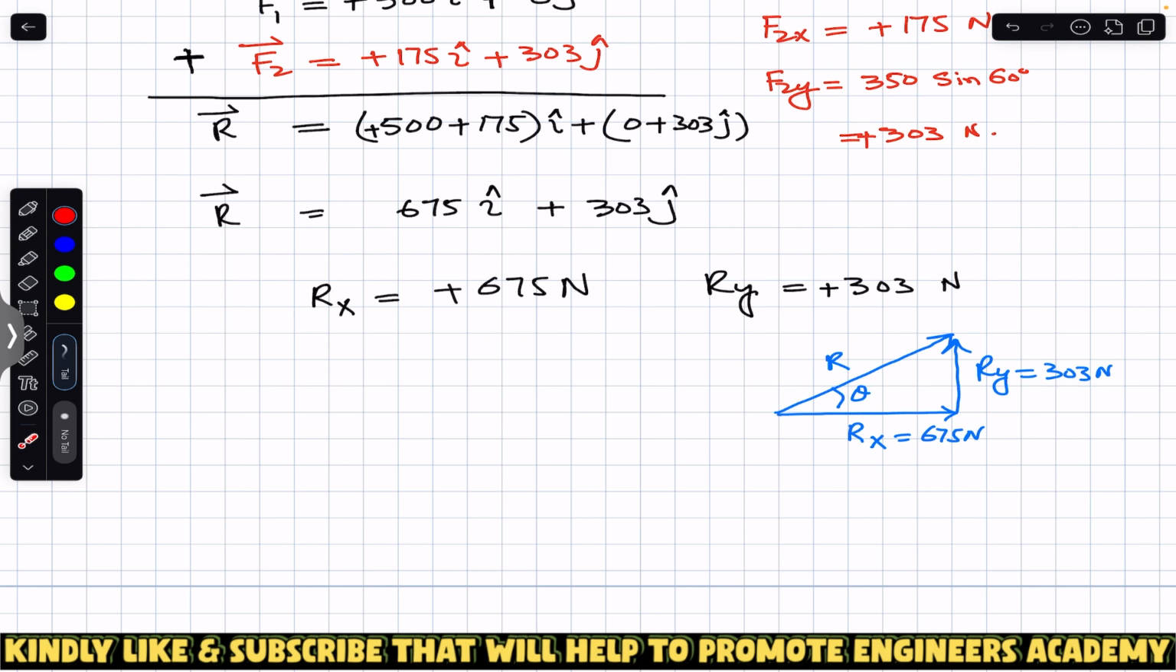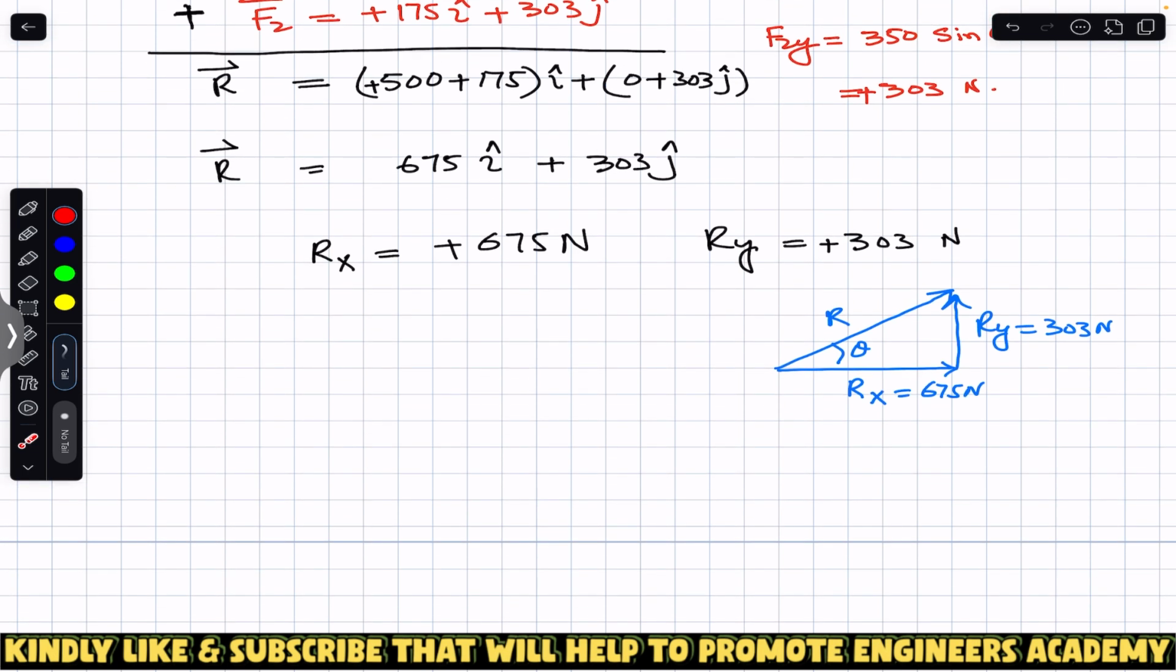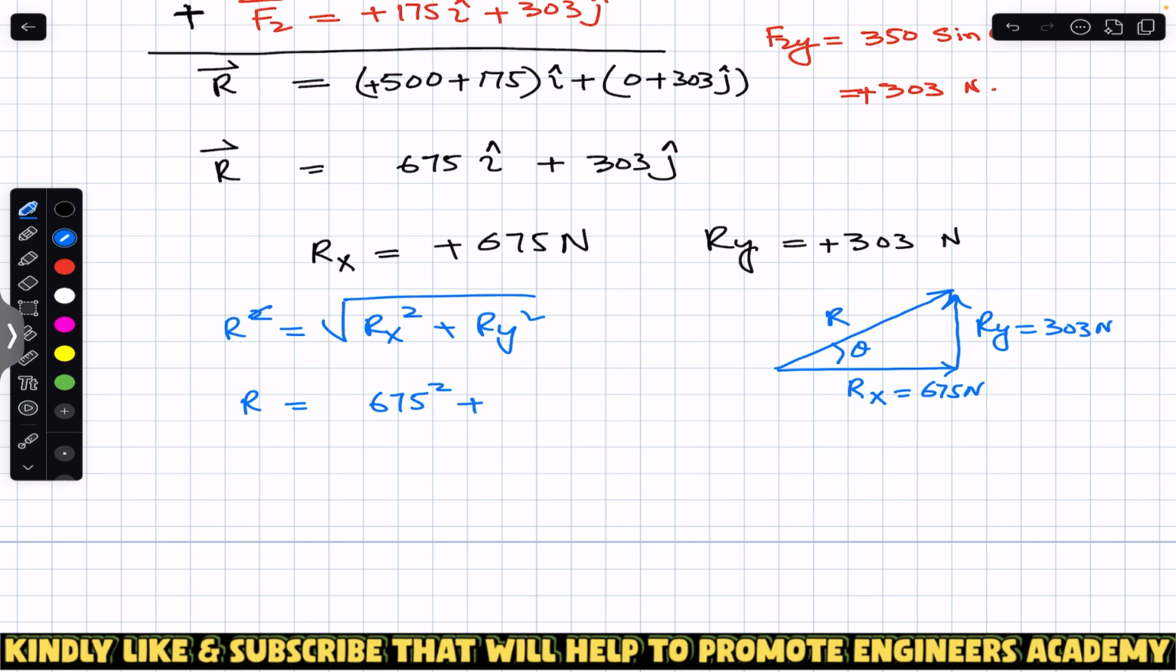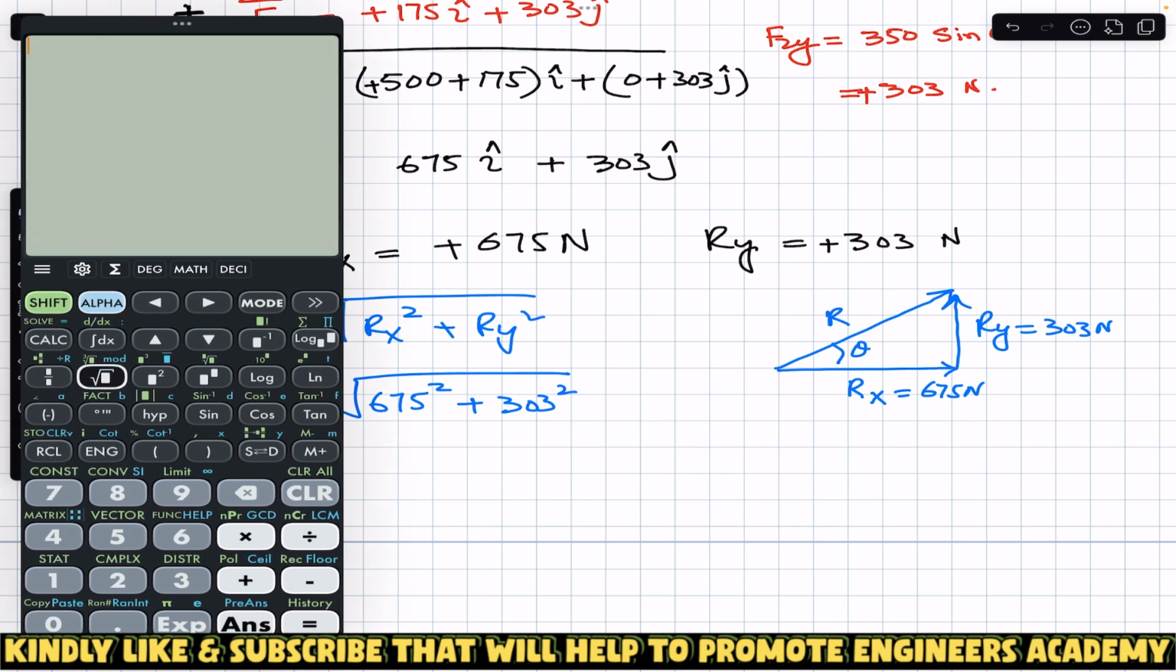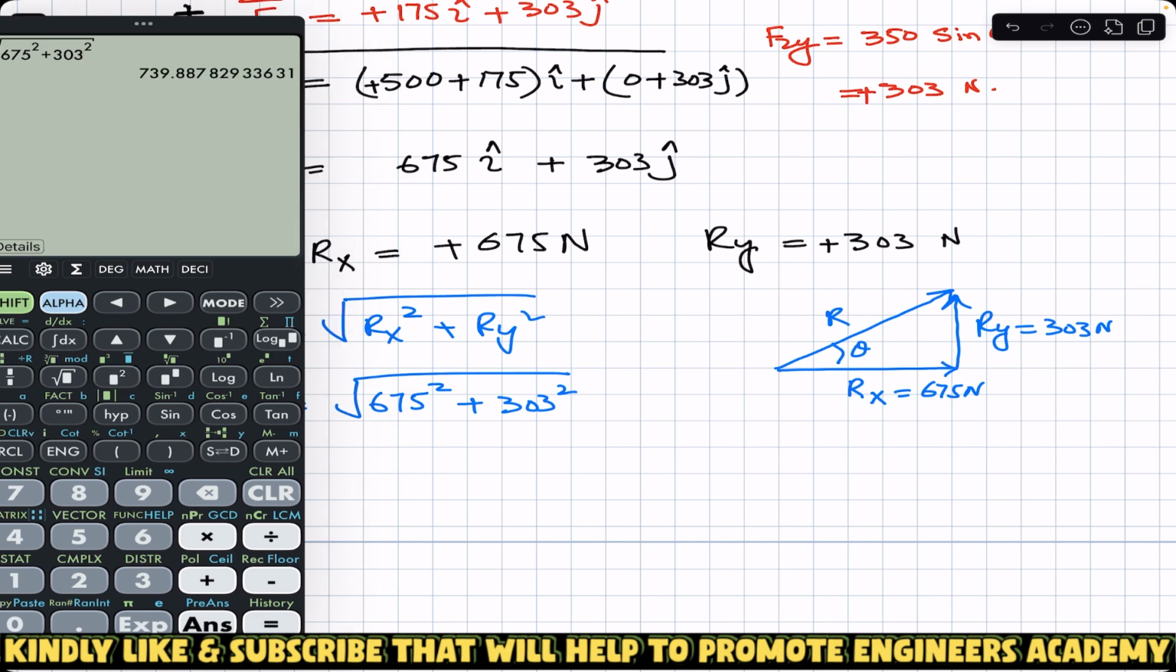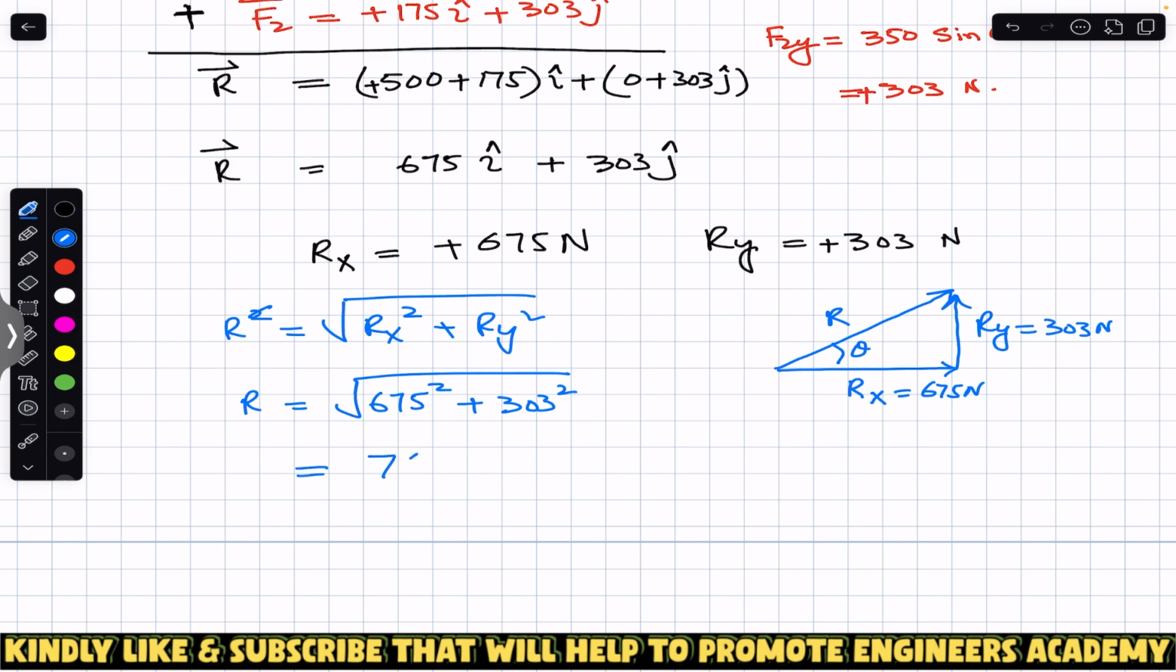So now we know our x and our y. We can find the magnitude of the resultant by applying the Pythagoras theorem. So we can say that r square will be equal to rx square plus ry square, and by taking the square roots on both sides we will be able to find the resultant magnitude. So the resultant magnitude is the square root of 675 square plus 303 square. This gives us 739.88. So we can say it is approximately 740 Newton. So this is the resultant.